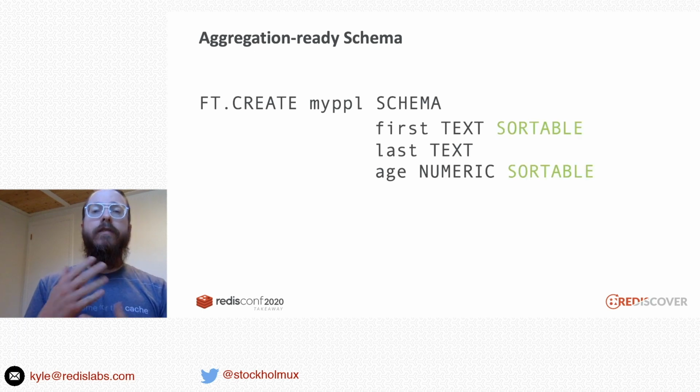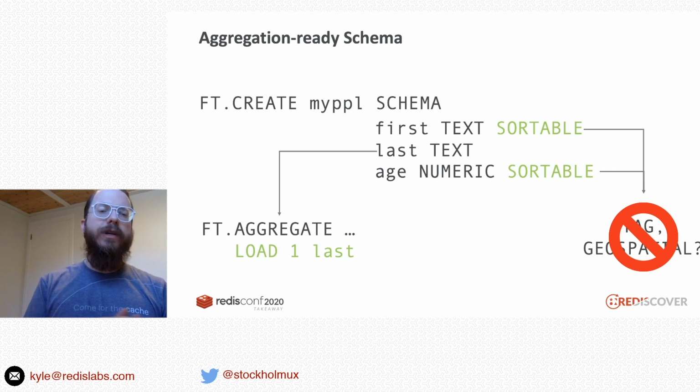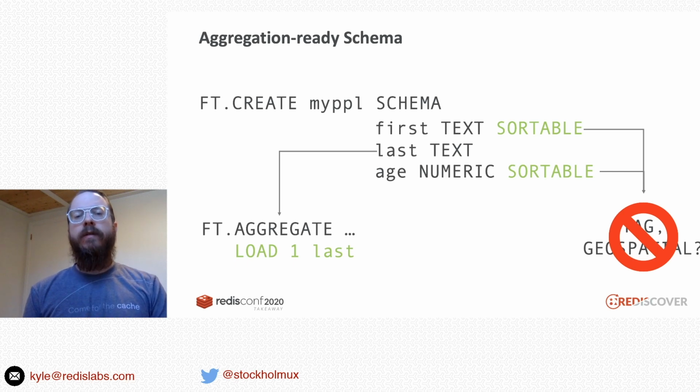What we're going to do in it is add sortable to a number of different fields. Now, the thing to understand is that this doesn't work for tag or geospatial fields. So sortable is only compatible with text or numeric fields. Okay. So the other option here is for fields that you didn't mark as sortable, to make them available for aggregations, you need to load them. So right here, I'm loading the field that wasn't marked as sortable. Otherwise, if you don't do this load step, Redisearch will not be able to find anything on that given field. Okay.